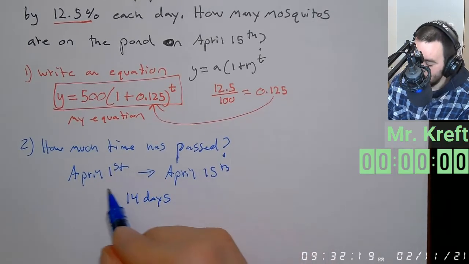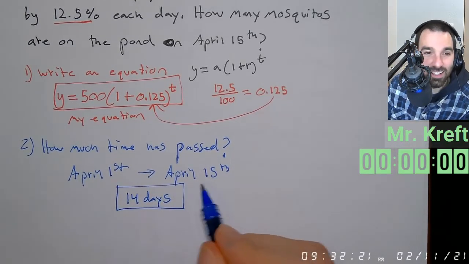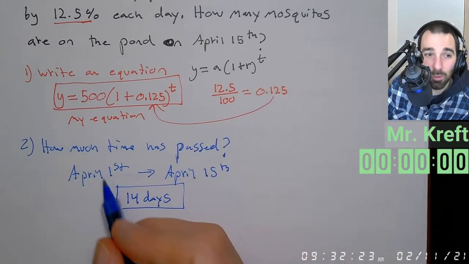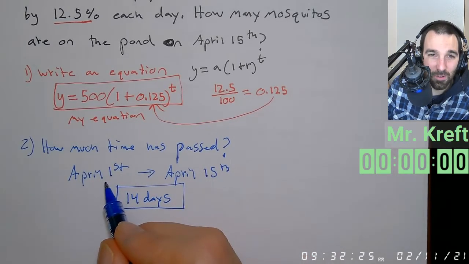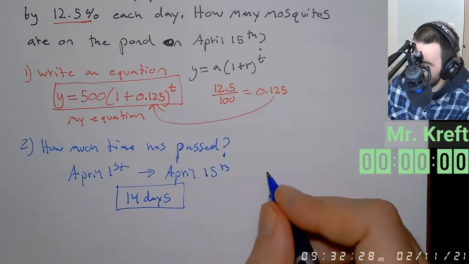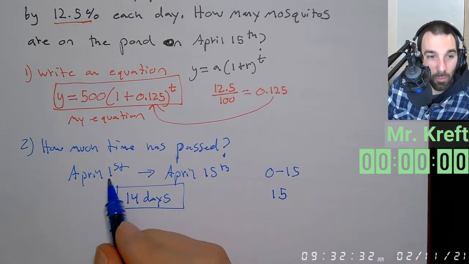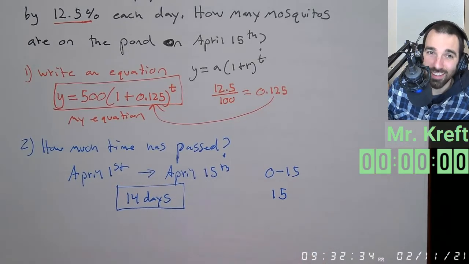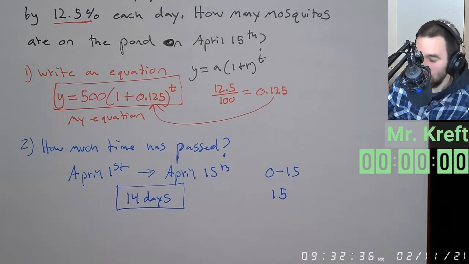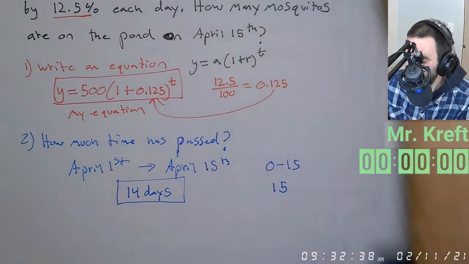Okay, and so a very common mistake here is that you look at this and you think 15, but we're not starting at 0, right? If I had 0 to 15, that would be 15. But I'm going from 1 to 15, that's 14 days. Okay, so I'm going to plug it in.